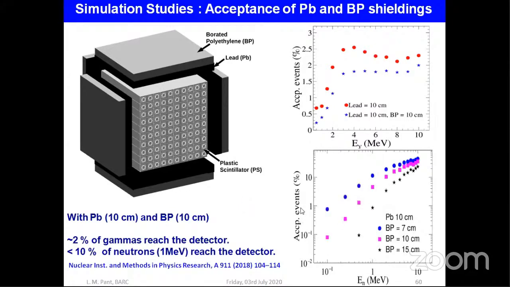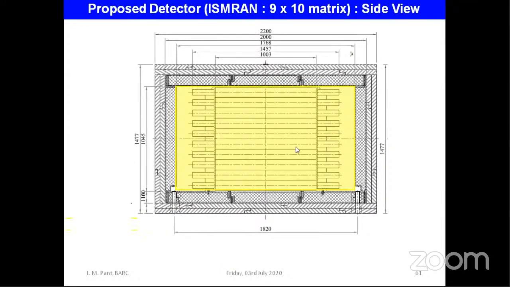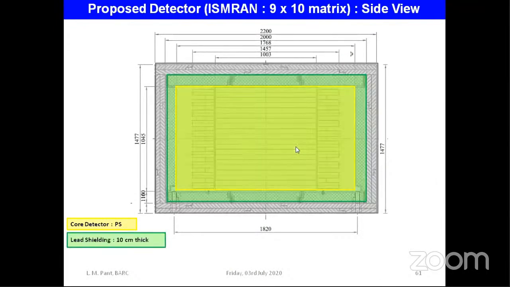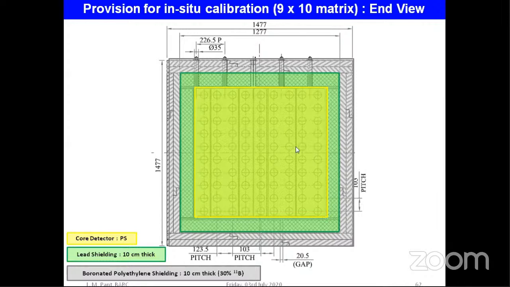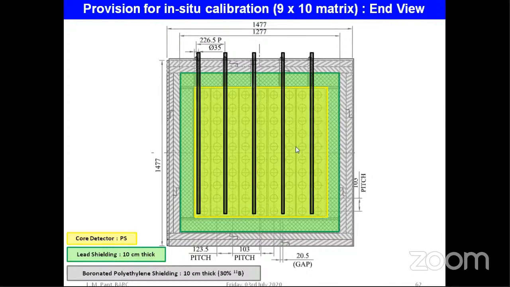And as you see here, this is the full scale engineering drawing with the core detector, the lead shielding, which is in green, and the borated polythene, which is on the outside. But finally, we had to change the matrix to 9 by 10, because we realized that online we will have to do some calibrations. So we had to insert some devices so that periodically we can calibrate the detectors. And because of that, we had to change the matrix from 10 by 10 to 9 by 10. But we have seen that there's not much loss of efficiency in such a rearrangement.